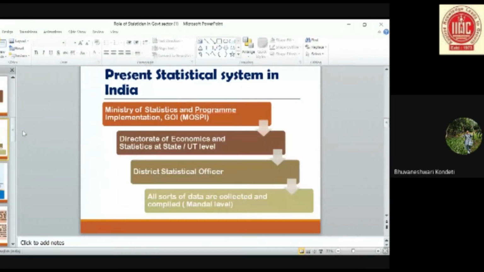Okay. The present statistical system in India. This is the hierarchy of the statistical system in our country. First comes the Ministry of Statistics and Program Implementation.